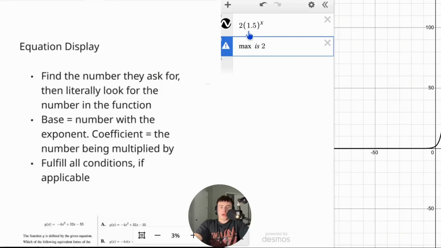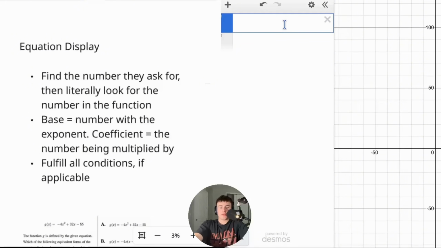Then you're like, okay, which of the following functions displays the maximum as a coefficient? Well, this one does because it shows the 2 inside of it. Anyway, lastly, fulfill all conditions if applicable. If they say x is bigger than 0, you have to be evaluating from 0 onwards, not before that, okay? So if it says x is bigger than something, make sure you're evaluating the graph from that point onwards. That's it. Let's do an example.